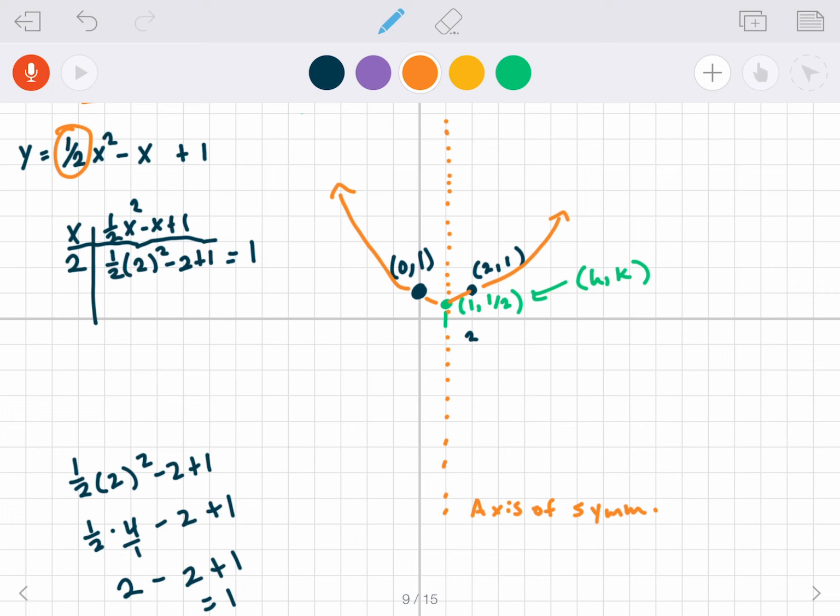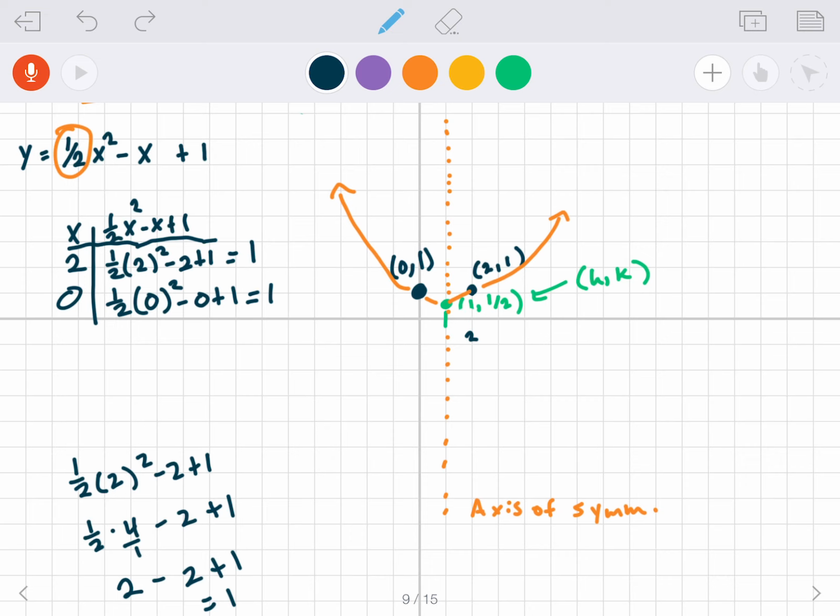And if you don't like the reflecting thing, if you don't trust it yet, you can always just plug in another x value. If you plugged in 0 for x, then what we would get out for y is 1/2 times 0 squared minus 0 plus 1, and that's going to give us a positive 1, which we can see right here.